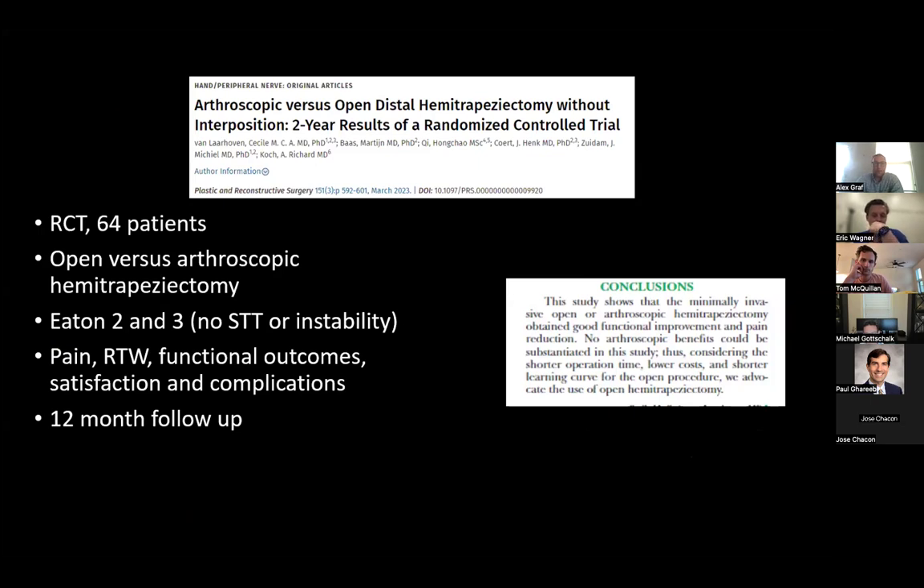Interestingly, there was a study that compared arthroscopic to open hemitrapeziectomy without interposition, and they found that even though arthroscopic was fancier and less invasive, it had pretty much the same outcomes, right? There's no difference in pain, functional outcomes, satisfaction, complications. So the question is, why use an arthroscopic tower and a camera when you could make a 2-centimeter incision and be done faster?